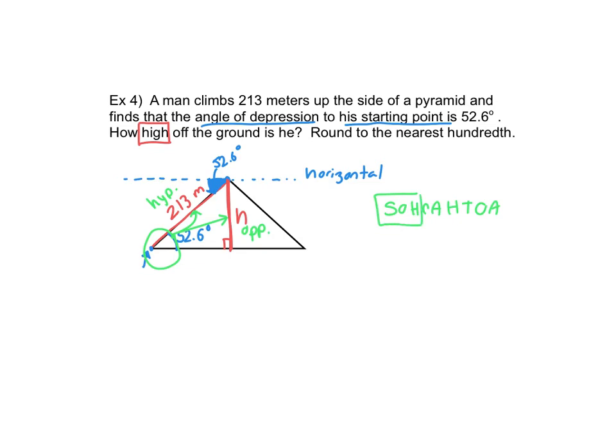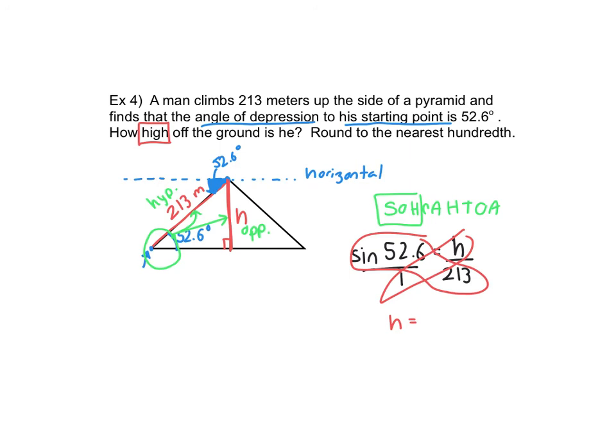So we're going to be doing the sine of our 52.6 degree angle equals our opposite h over our hypotenuse, 213. And if I cross multiply, then to solve for h, I will be multiplying these together. If I do sine of 52.6, close the parentheses, times 213, I'm going to get a height of about 169. It says round to the hundredth, so 169.21.